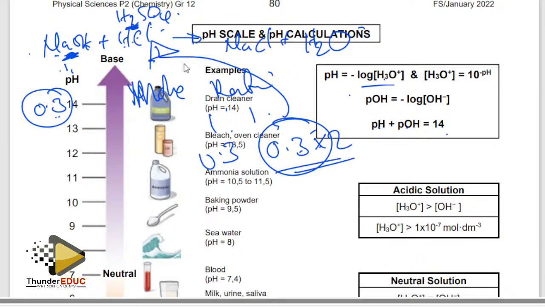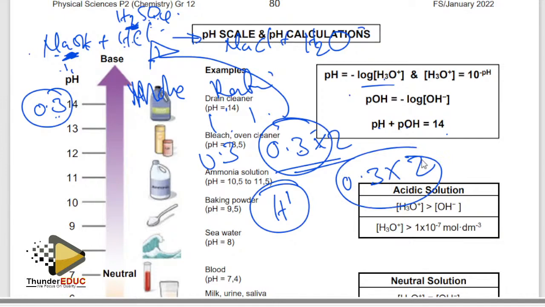Because sulfuric acid is a diprotic acid, which produces 2 of them. So if the concentration of sulfuric acid is 0.3, then I have to multiply it by 2, and then I can use it to find out the pH. If it is 3, then I have to multiply it by 3. If it's 1, then I just apply it the way it is.